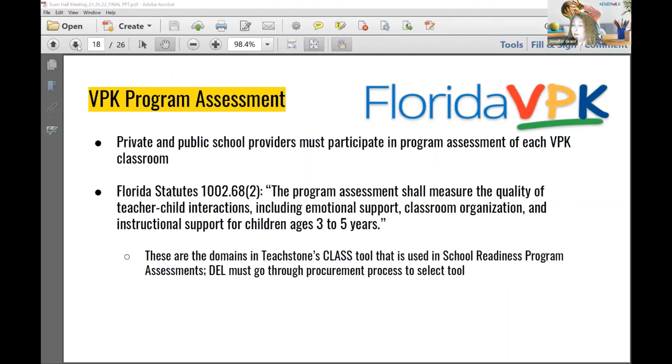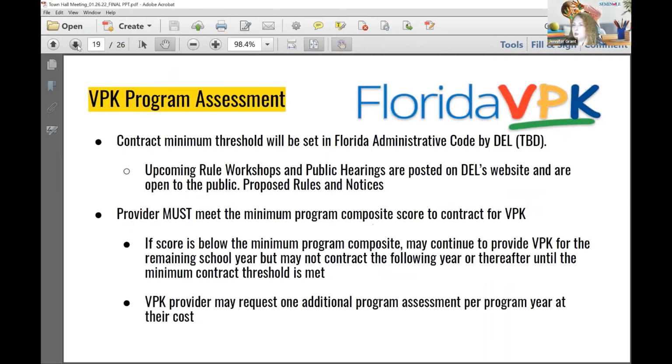In order to get everybody ready for that, particularly if you are not in school readiness, if you're in school readiness, your staff should be well versed in this, and it shouldn't be a surprise to you. But for those of you that are only VPK providers with us right now, this program assessment is kind of new. So there will be a contract minimum threshold. They'll be establishing that. There will be upcoming rule workshops. As those happen, they'll be posted on the Division of Early Learning's website.